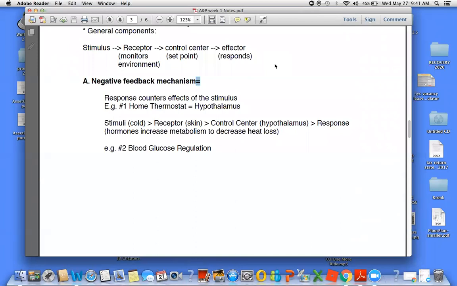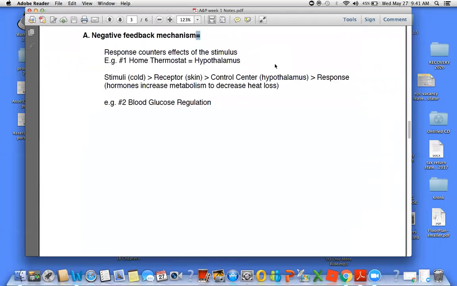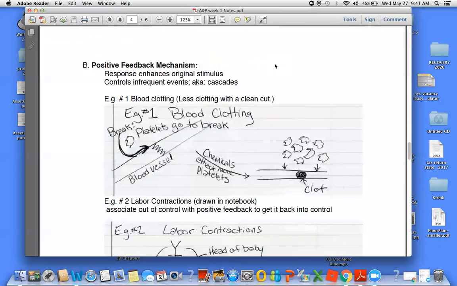What goes up must come down. What goes down must come up. And that is negative feedback. If we look further onto figure 11.9 and 11.8, these are pictures of what we call positive feedback. Positive feedback is defined as a mechanism when the response to the original stimulus enhances the original stimulus.